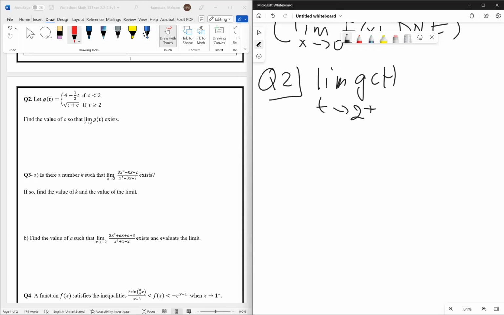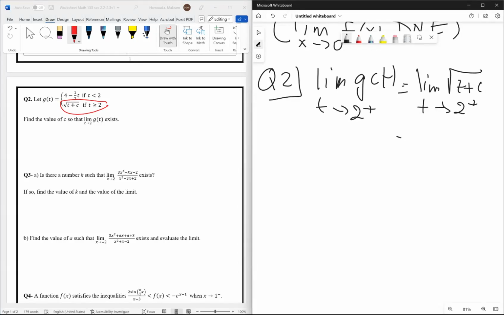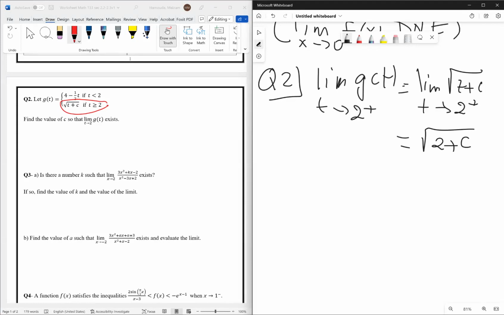So since I am 2 plus here, it means I am close to 2, but greater than 2. Greater than 2, then I will take the expression number 2. So this is equal to limit of root t plus c when t approaches 2 plus. And now substitute, it will give root 2 plus c. I don't know here c, but I will keep the result like that and then continue to work on limit 2 minus.